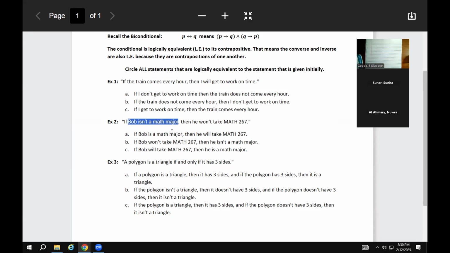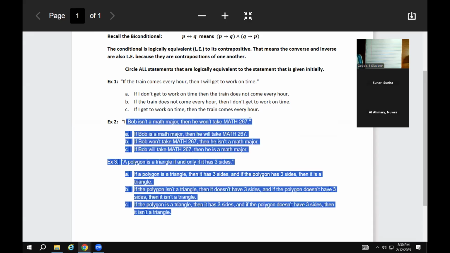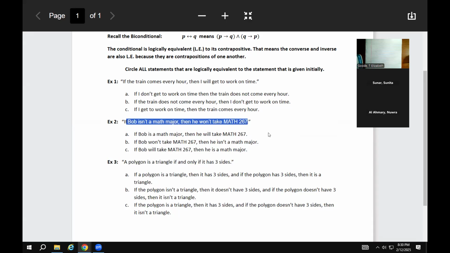Is or isn't? It should be isn't. Okay, so this is your not P. And then what did you do with he won't take Math 267? I made that not Q. Okay, so we have if not P, then not Q. I can follow that.